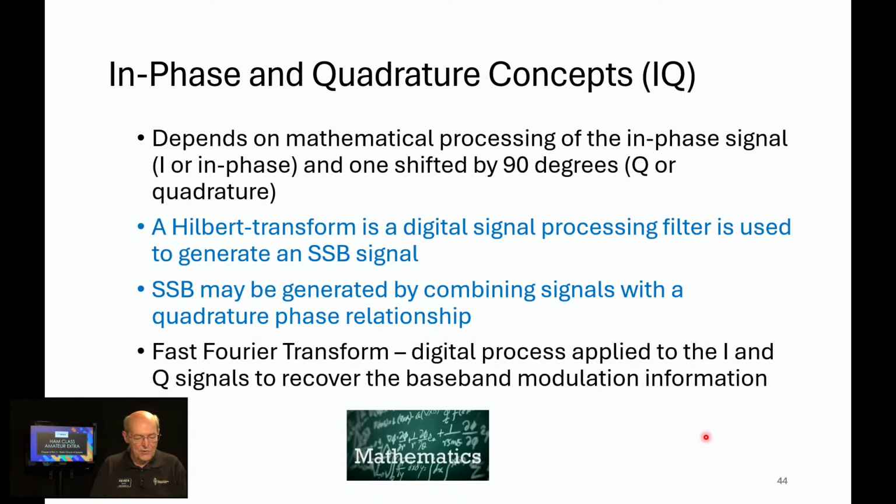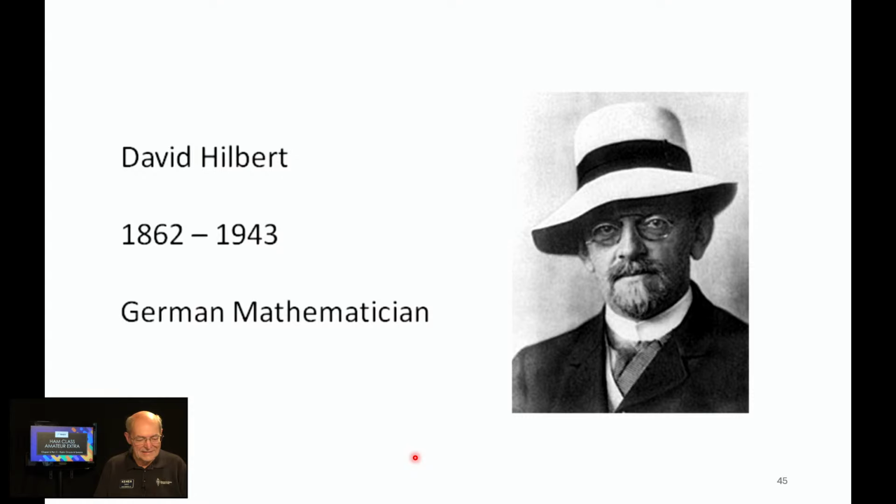And then our fast Fourier transform we talked about. It's a process applied to the I and Q signals to recover the baseband modulation information. So this all kind of plays in together. It's all math, it's all magic, but it works fabulously. And here's this good-looking fella, David Hilbert. He's a little bit later, died in 1943, German mathematician.